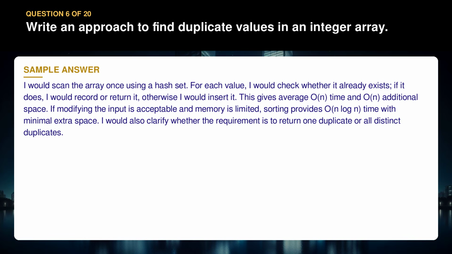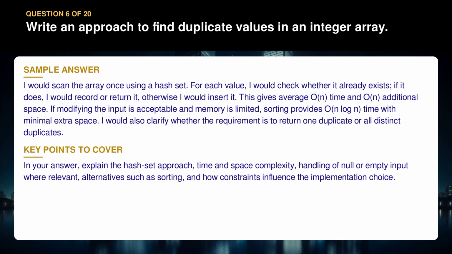If modifying the input is acceptable and memory is limited, sorting provides O(n log n) time with minimal extra space. I would also clarify whether the requirement is to return one duplicate or all distinct duplicates. In your answer, explain the hash set approach, time and space complexity, handling of null or empty input where relevant, alternatives such as sorting, and how constraints influence the implementation choice.